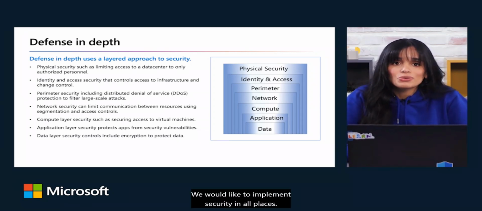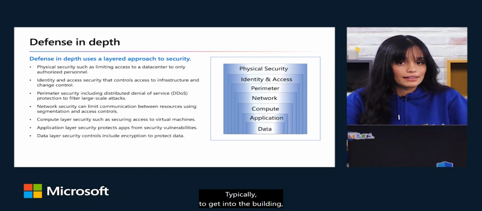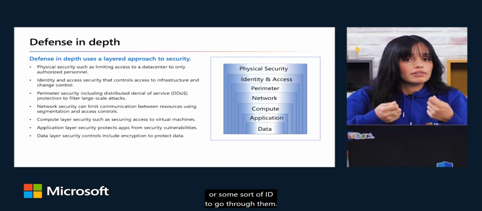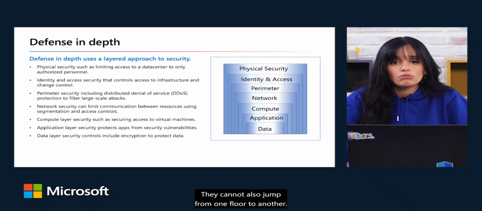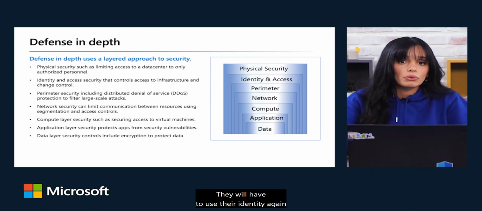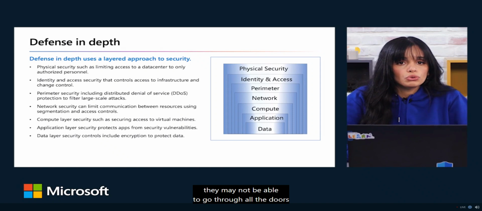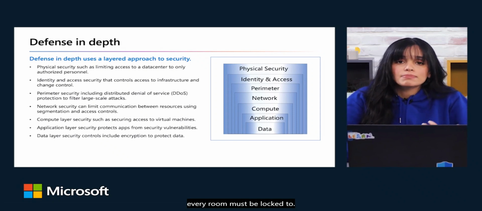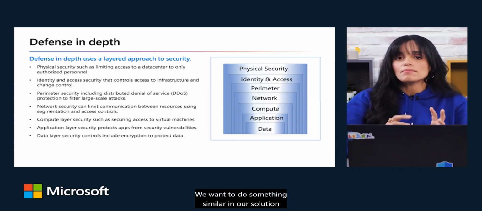So we would like to implement security in all places. Typically, to get into the building, maybe they need to use their smart card or some sort of ID to go through. They cannot also jump from one floor to another; they will have to use their identity again. And once they are on the floor, they may not be able to go through all the doors. Every room must be locked too. We want to do something similar in our solution.